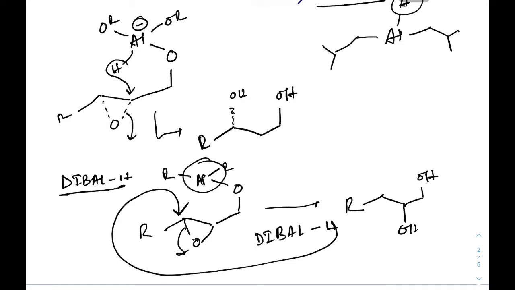Right? So, in presence of DIBAL-H we get the 1,2-diol, but in case of Red-Al we get the 1,3-diol, and both maintain stereochemistry properly. Okay, in this case the epoxide is below the plane, therefore our product this OH also will be below the plane. Okay, so this is the fundamental concept. This is the basic difference of reduction with DIBAL-H, Red-Al and lithium aluminium hydride.